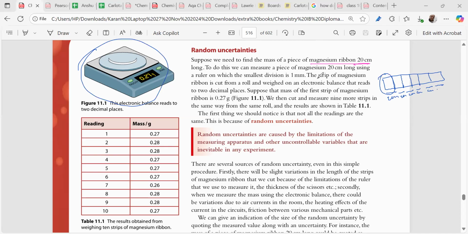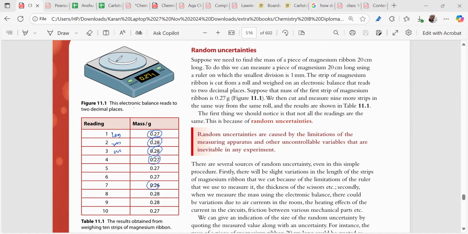Now, when I'm doing this, you'll see that the weights come out like this: 0.27, 0.28, 0.28, 0.27, 0.26. All of these are pieces of 2 centimeters that we have precisely cut and put into the weighing balance. At first glance, we see that all the readings are not the same.